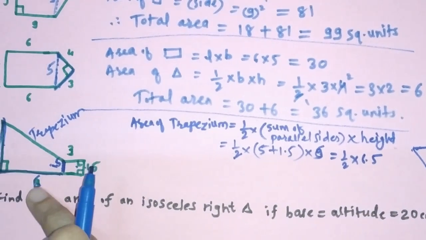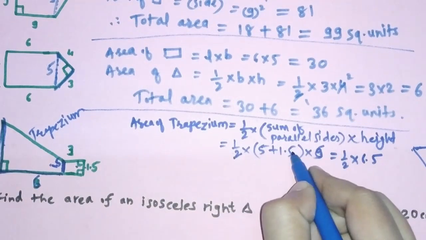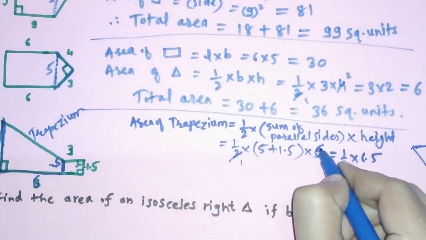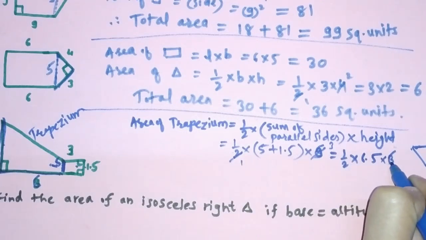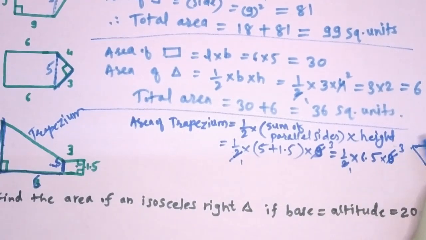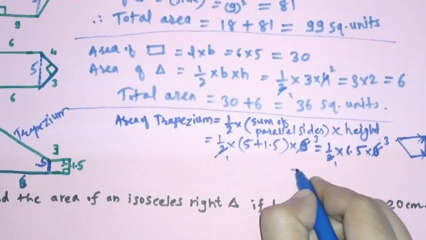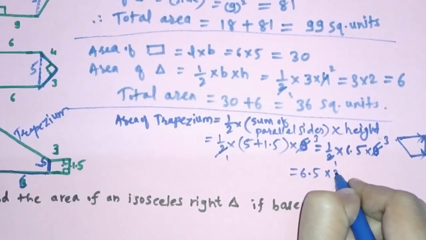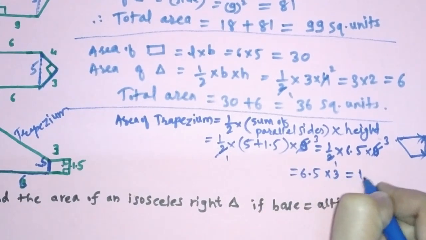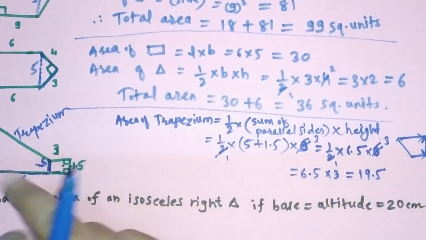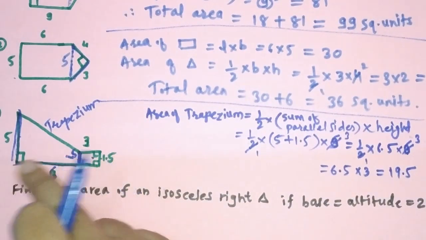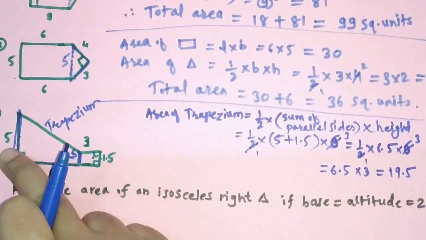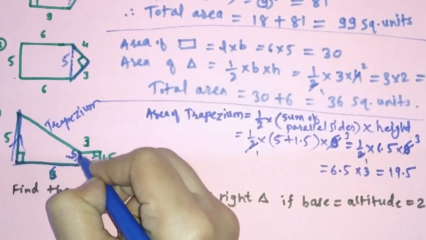Friends, this is a 6, okay? So 5 plus 1.5 is 6.5, and here 2 1s are 2, 3 2s are 6, I will do. So here also you can get 2 1s are 2, 3 2s are 6. So 6.5 into 3, you will get 19.5. Friends, carefully see, it is 6, the distance between the two parallel lines. One parallel line is this one and another is this one.